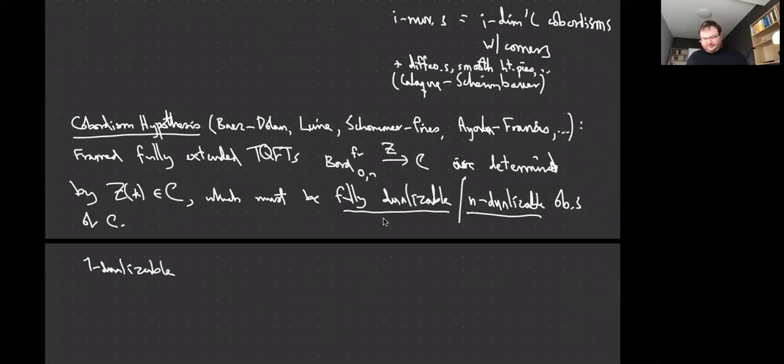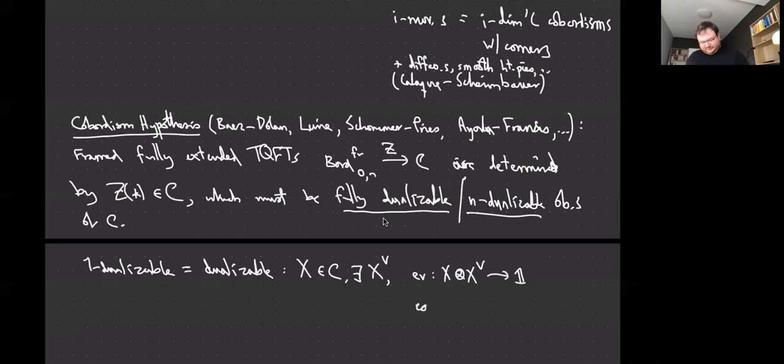So one-dualizable is just the usual notion of being a dualizable object in a symmetric monoidal category. So we have an object X and there exists a dual object, and what characterizes the dual is that there should exist evaluation and coevaluation maps. So I'll write this for the unit, 1, which is the unit of the monoidal structure. So I have an evaluation map from X tensor X dual to 1, and a coevaluation map from 1 to X dual tensor X.